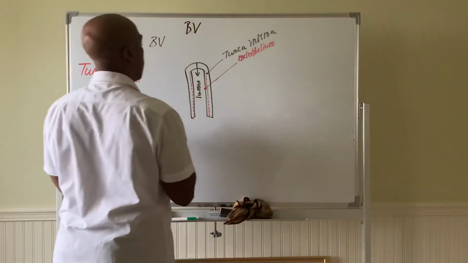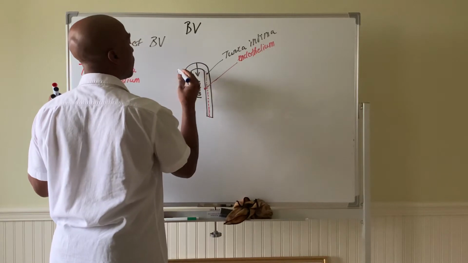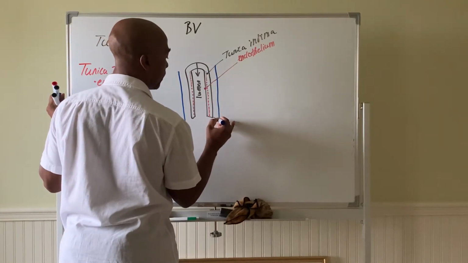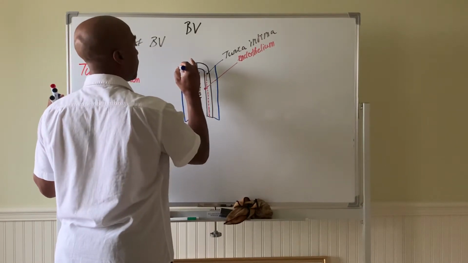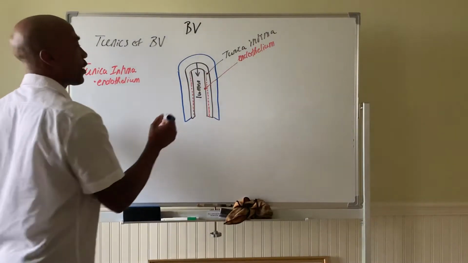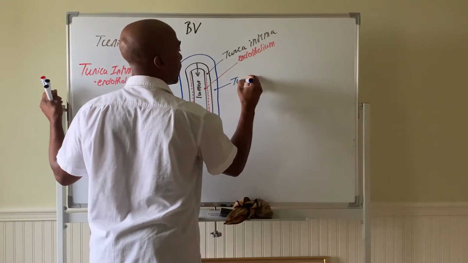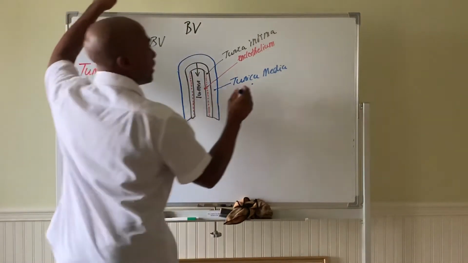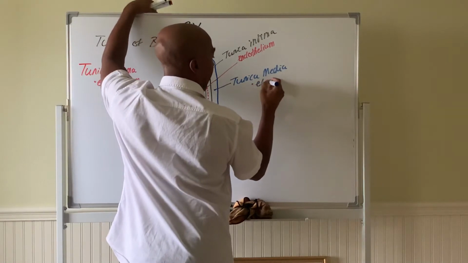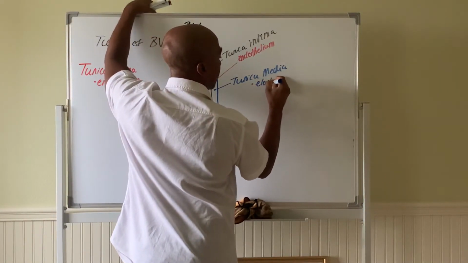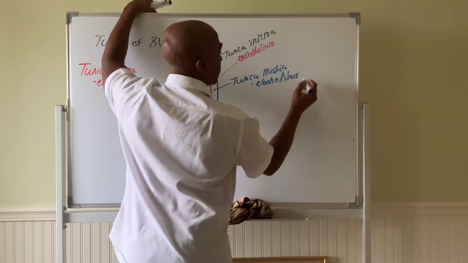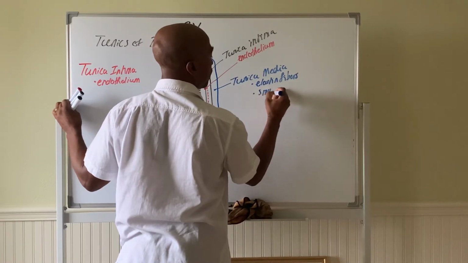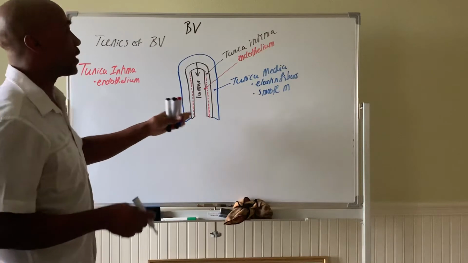Next layer out, we get to the Tunica Media. This layer, depending on what kind of vessel it is, contains either collagen or elastic fibers, which give the blood vessel its ability to stretch and recoil. And it's also where you find the smooth muscle of the blood vessel. These are the muscles that squeeze the blood vessel. They're found in the tunica media.